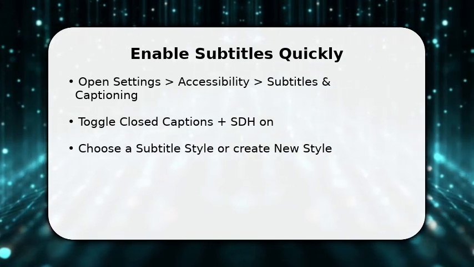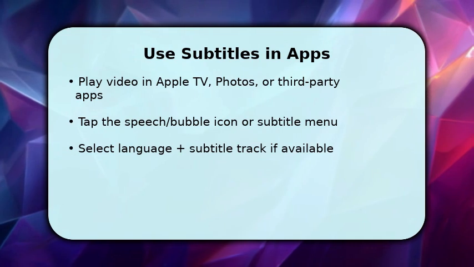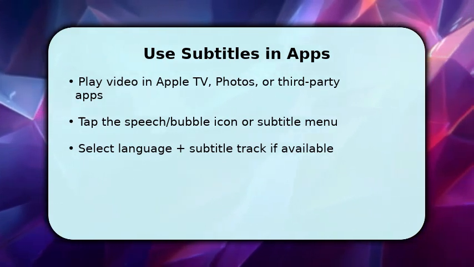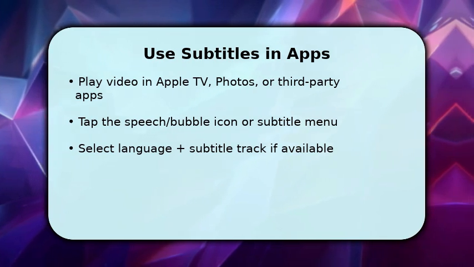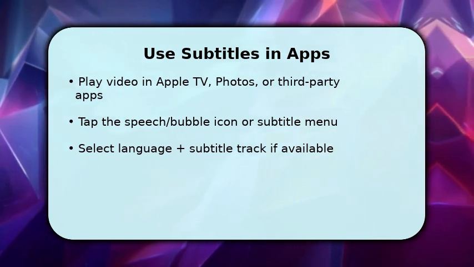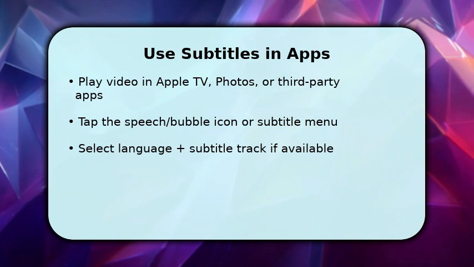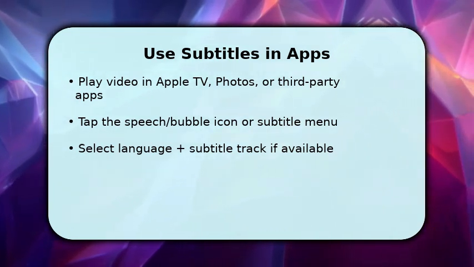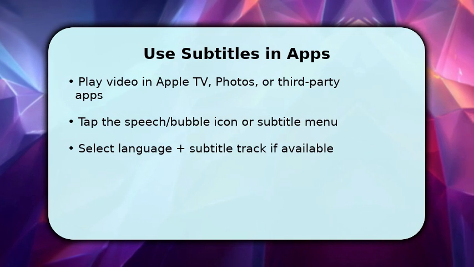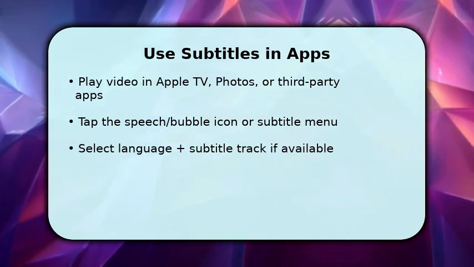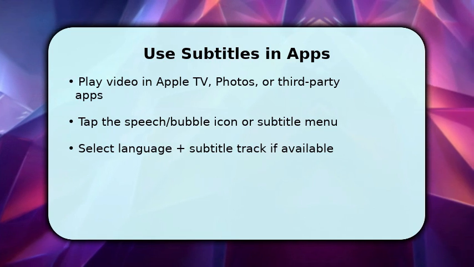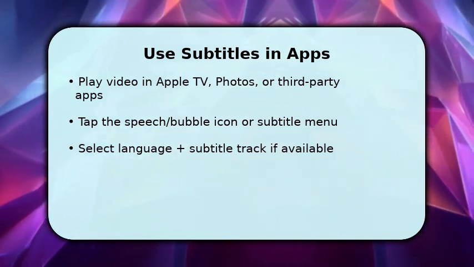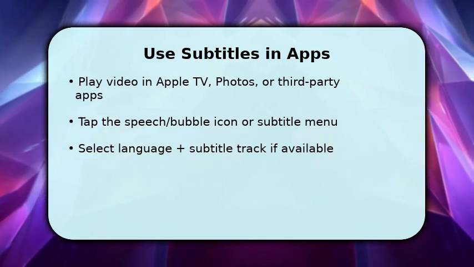Now use subtitles while playing content. Open the video in Apple TV, Photos, or your streaming app. Tap the screen to reveal controls, then tap the speech or subtitle icon to view available caption tracks. If multiple languages or forced captions appear, select the track you enabled in settings. Make sure to restart the video if captions don't show immediately. Some apps load tracks only at playback start. This ensures you get accurate timing and the style you configured earlier.